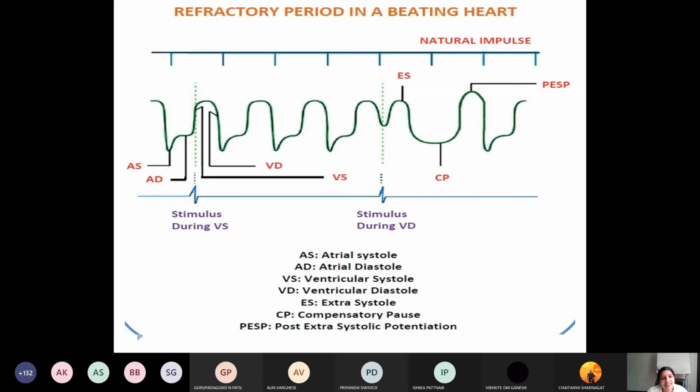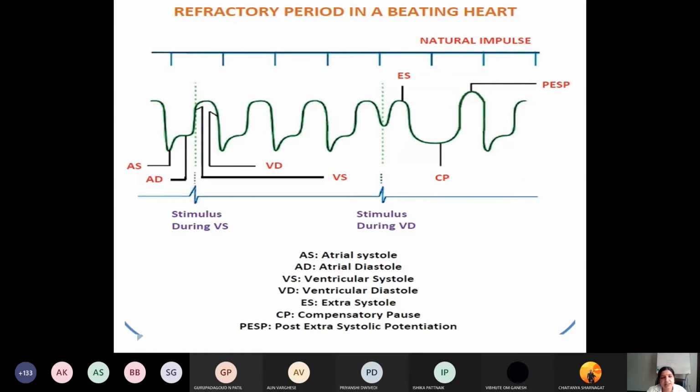Extrasystole means, here I will explain with the graph only. If you give any stimulus during the normal cardiac action potential graph, if you remember, that's why I told you, if the extra stimulus falls in the absolute refractory period of the action potential, it will not give any response. Now what is the absolute refractory period in the cardiac muscle? Till the cardiac muscle completes its ventricular systole and diastole, it will be under absolute refractory period.